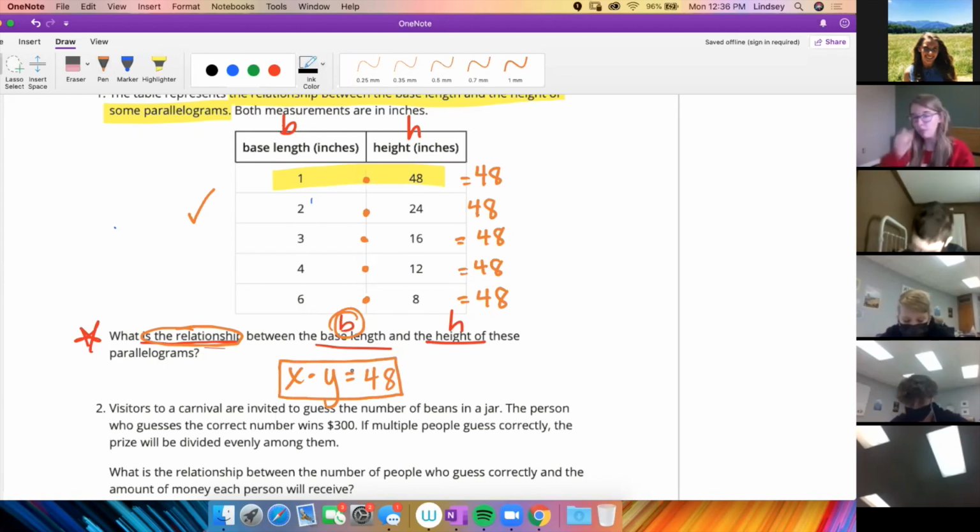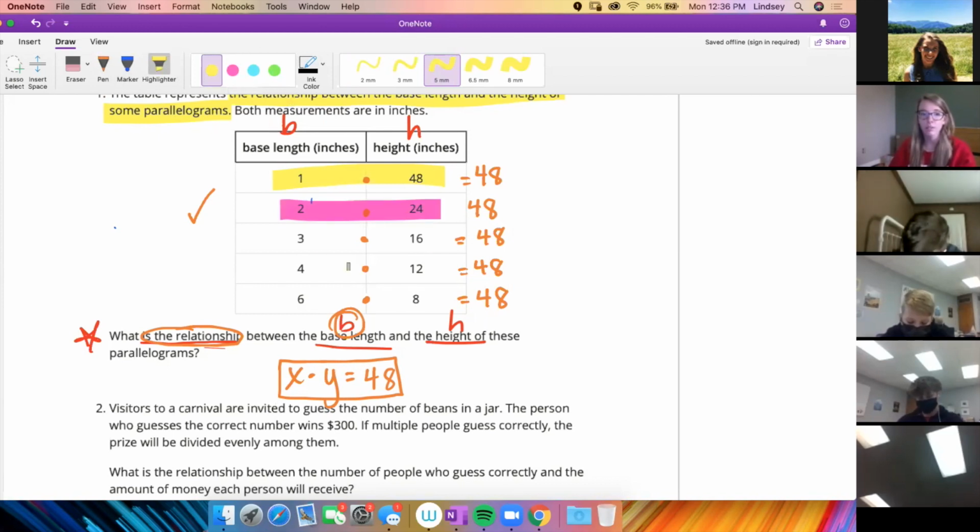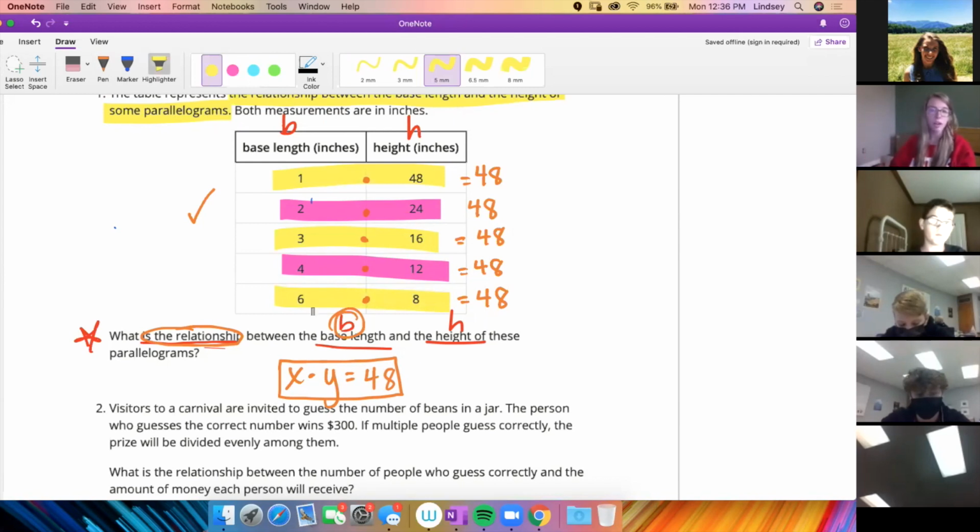So when you're trying to find a relationship, you're going this way. You're going X to Y. X to Y. It's whatever's happening to those values to produce an answer. Okay, we've got one more and then we're doing the lesson summary. So stay with me.